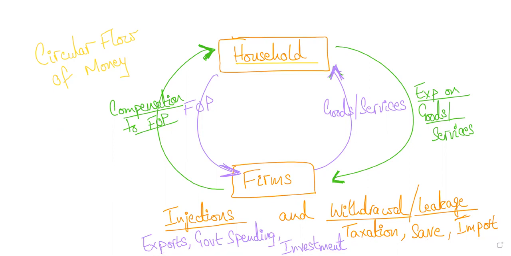Okay, now all you have to do is to show with an arrow. Let's choose a purple color, or let's see if we can choose a different color, blue color, for the leakages, right? So what are the three leakages? So we'll draw an arrow outside of this, right? So it would be taxation.